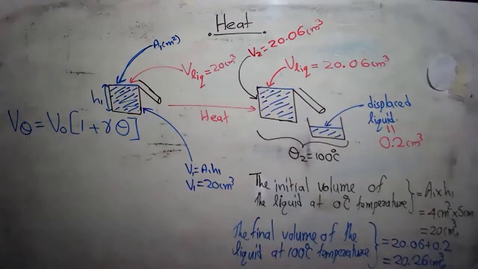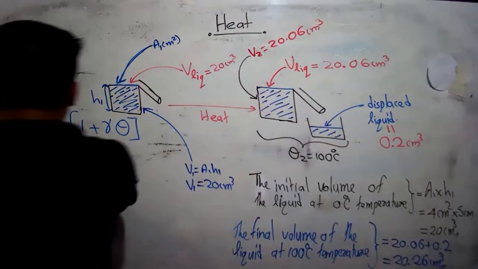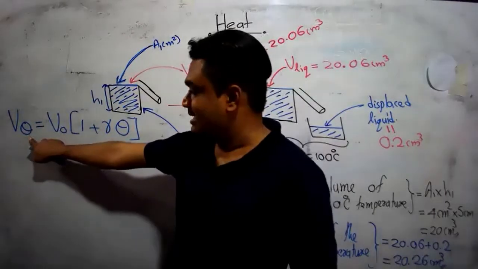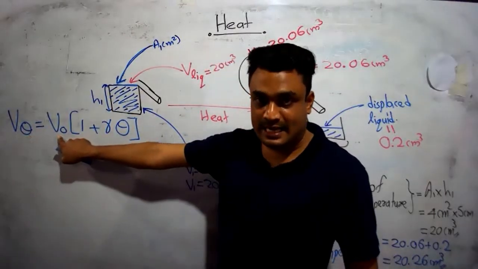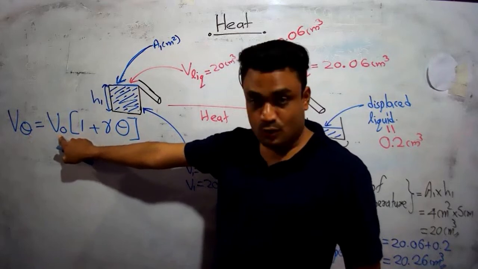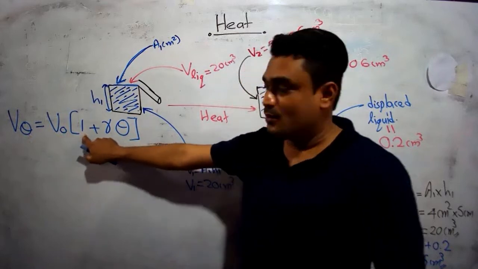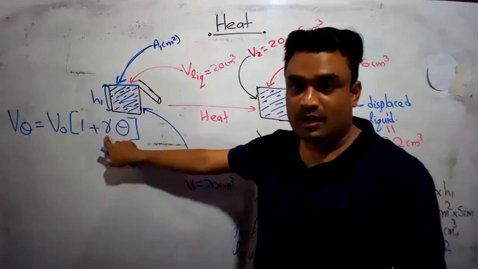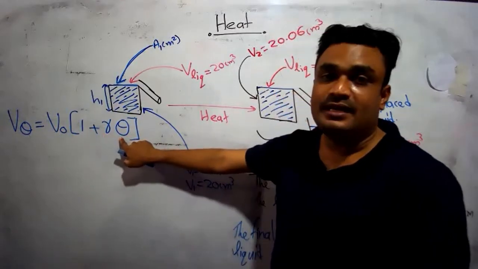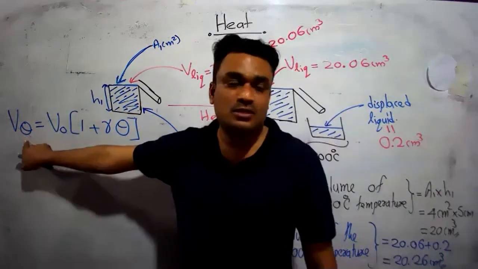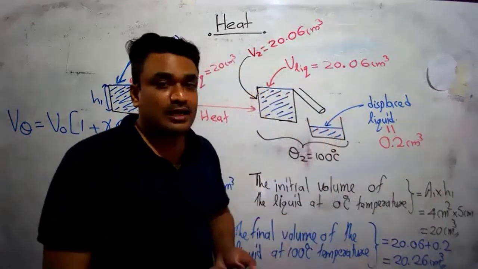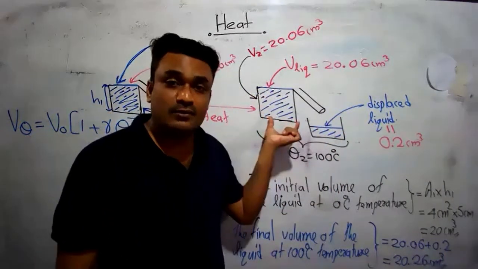Look at the board. Vθ is the volume of the liquid at θ degrees Celsius. V naught is the volume of the liquid at 0 degrees Celsius. Gamma is the volume coefficient. Theta is the final temperature of the liquid. So here we use the real volumes. We have calculated even the expansion of the vessel.